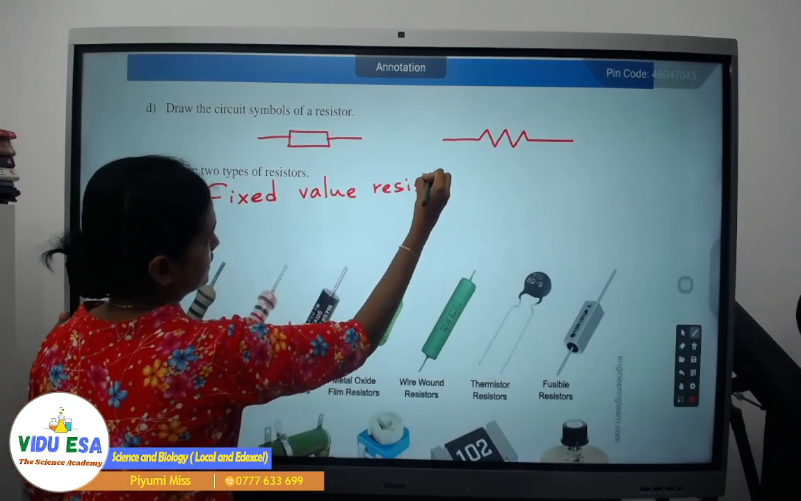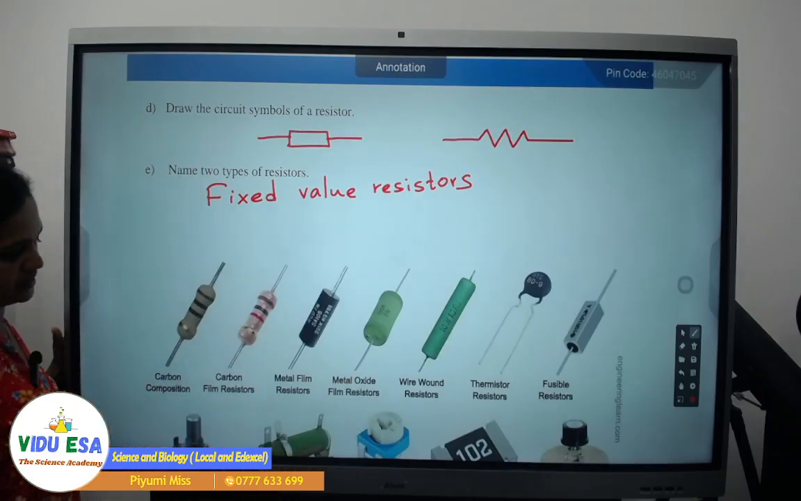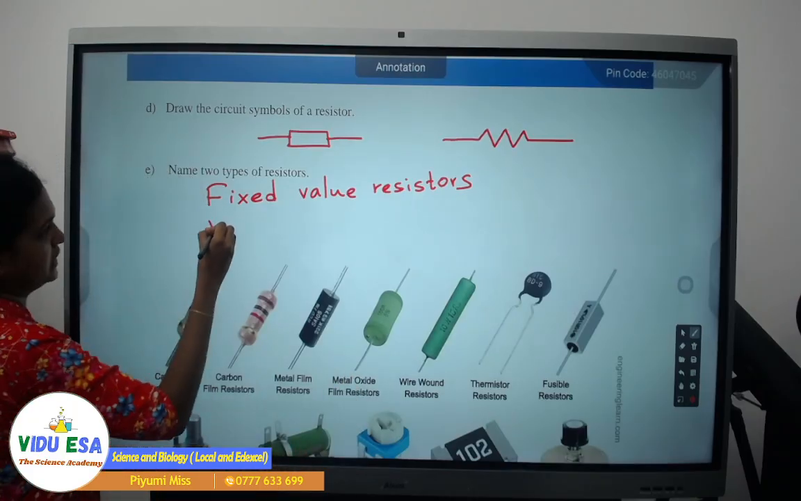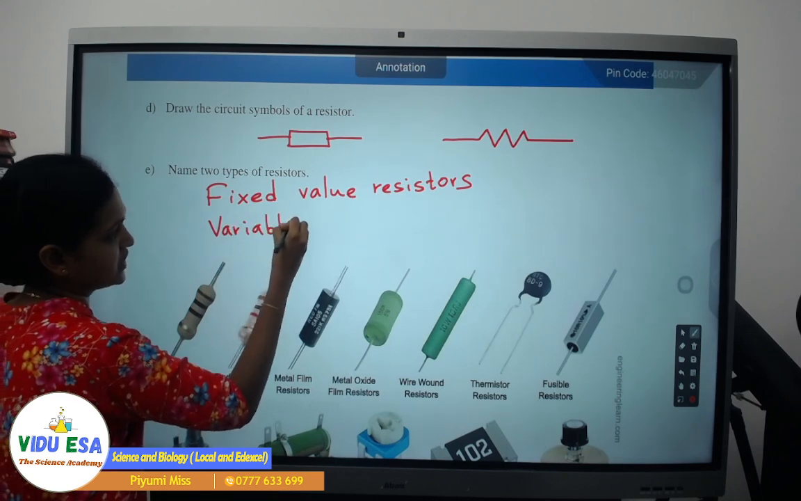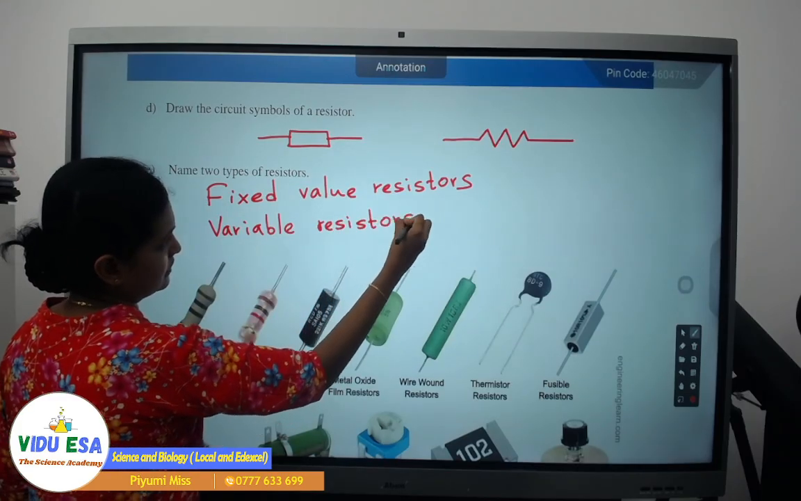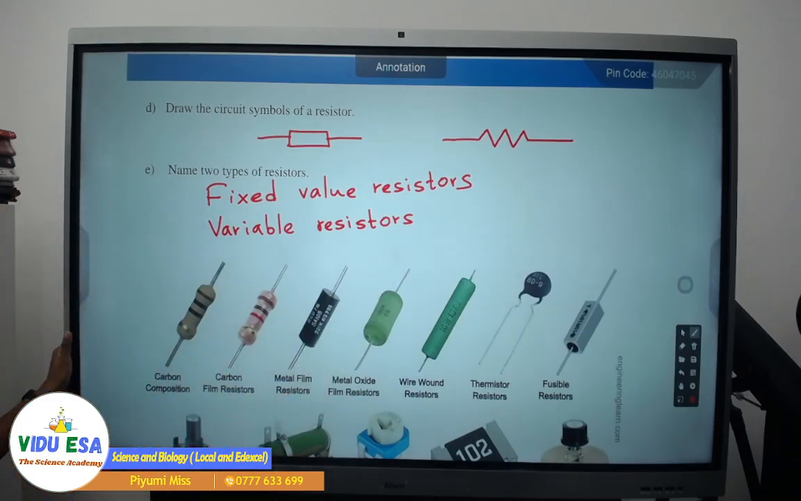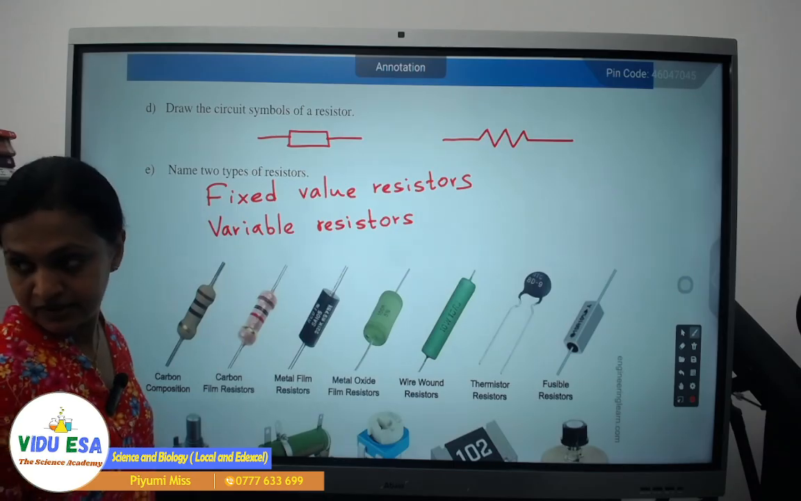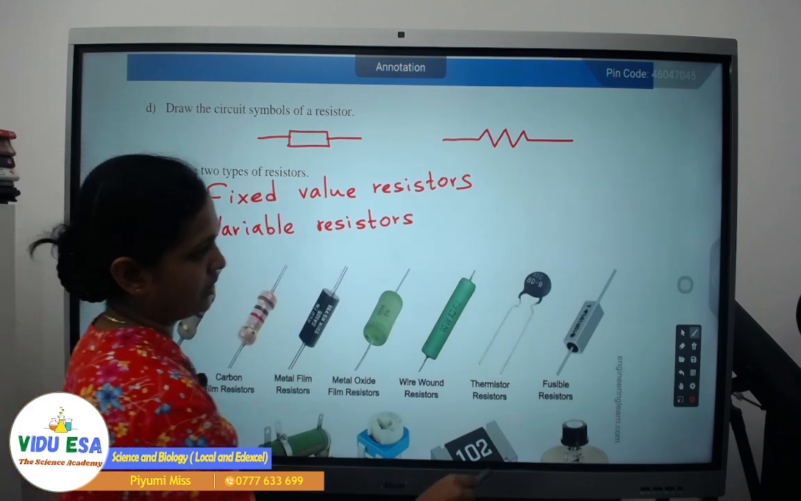And in some of the cases, rheostat, variable resistors, right? So the other type is variable resistors, in which we can change the value of the resistance. Fixed value resistors and variable resistors. These are the two types of resistors.